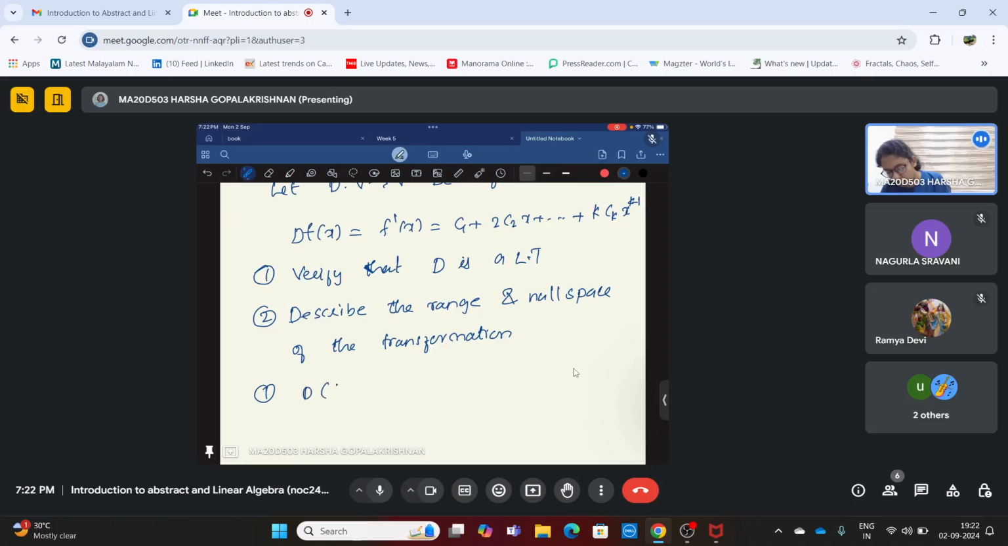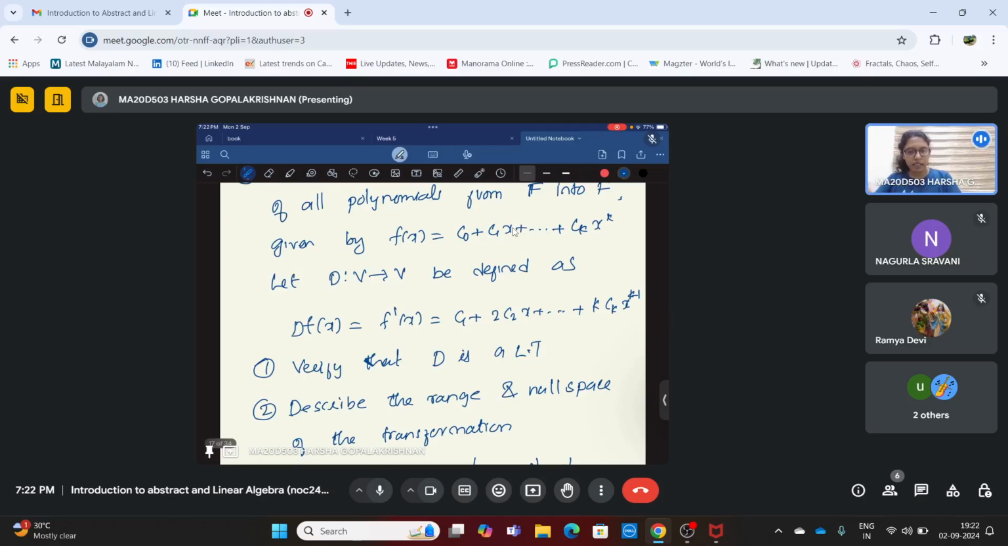That is, D(cf + g). What is this by definition? (cf + g)' = cf' + g', that is, c Df + Dg. Or you can take two separate polynomials f(x) and g(x), write them in this form, add them, differentiate, and separately differentiate, and prove that they are equal. So both are okay. The remaining thing you can do yourself.